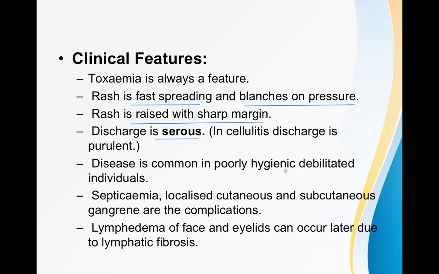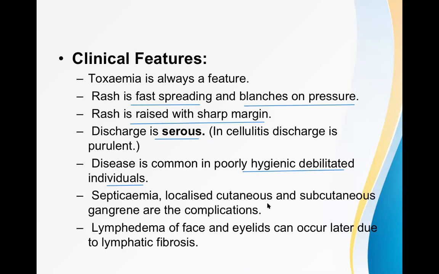Now, the disease is common mainly in poorly hygienic, debilitated individuals. If the hygiene is poor, then there is a high chance of formation of erysipelas. Debilitated means, for example, the terminal stage of an illness, like they are having cancer and are near to death, or very old people who are admitted in the hospital. They are called debilitated individuals.